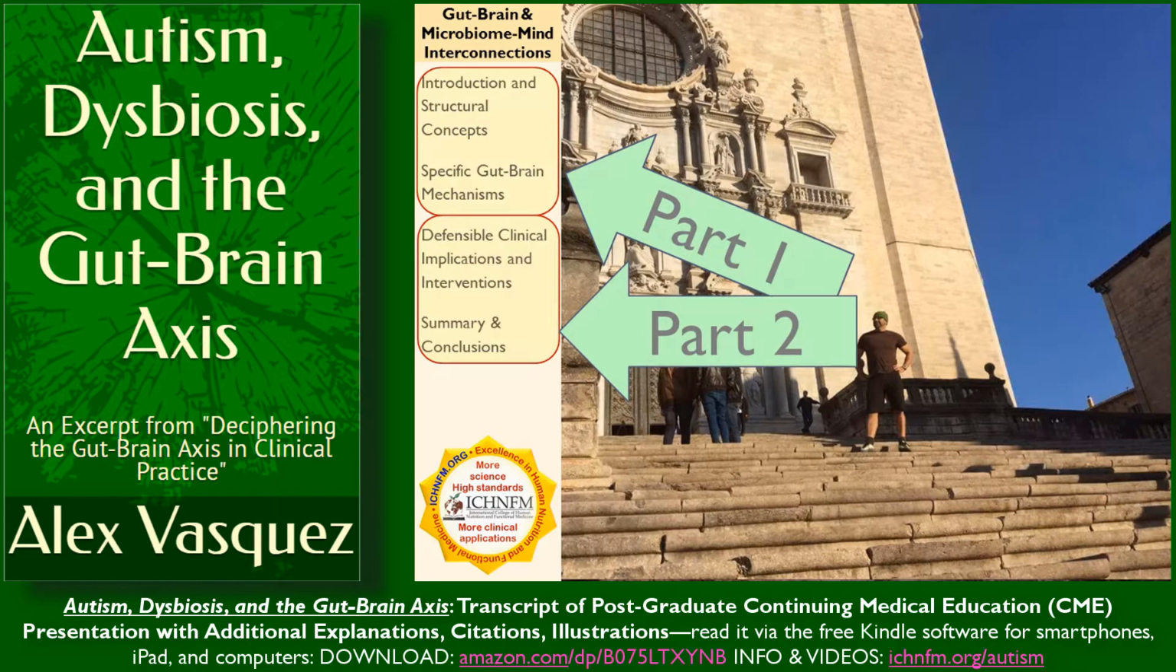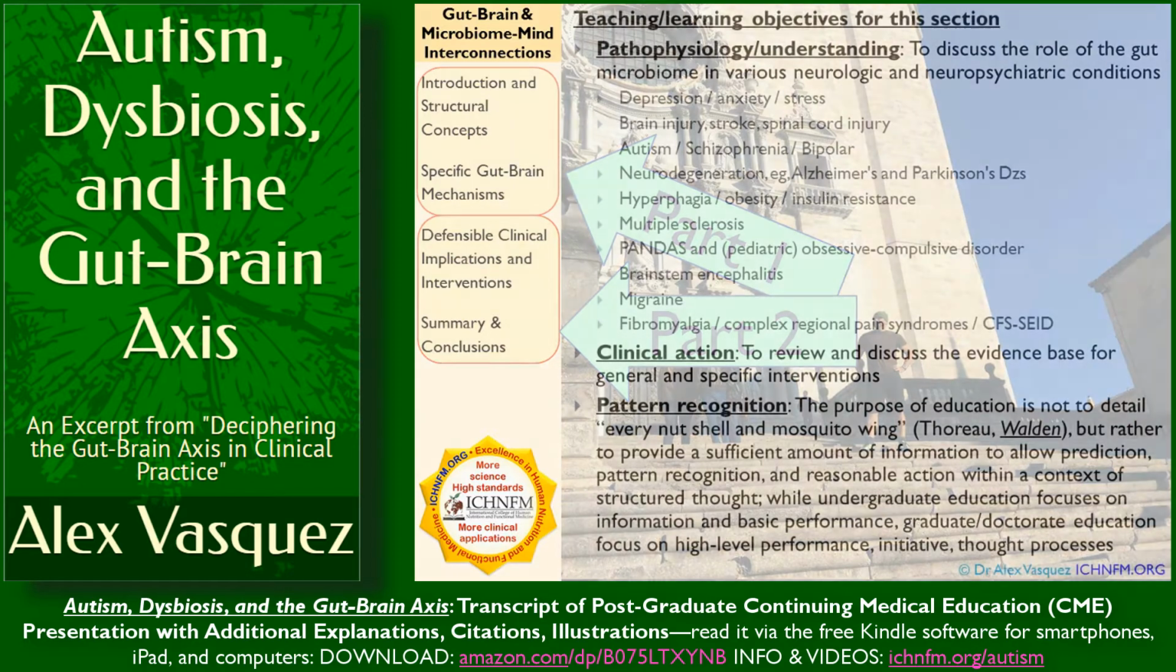In Part 1, I discussed the introduction and some structural concepts. I'll review a few of those again today. We'll talk about some specific gut-brain mechanisms again in this conversation, which is mostly going to focus on clinical implications and interventions. Then I'll conclude with a quick summary of perhaps some of the more important concepts.